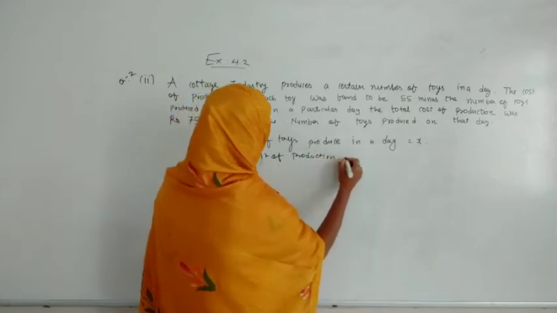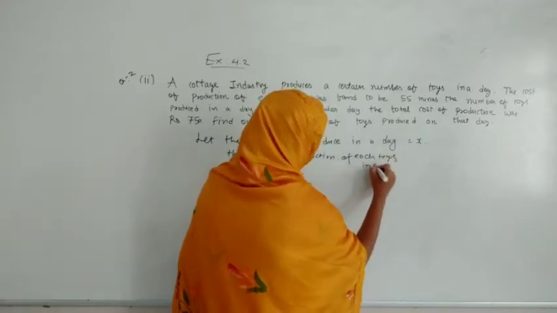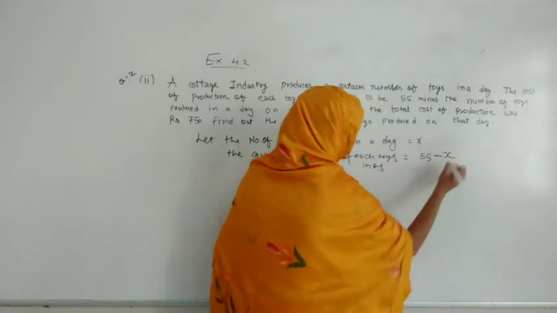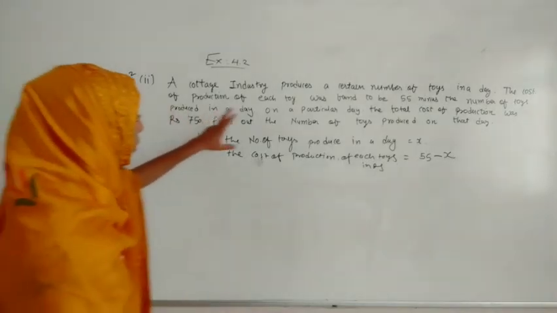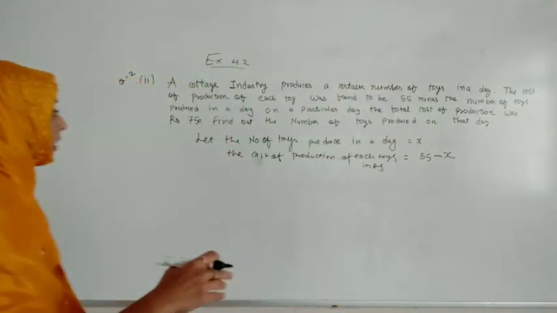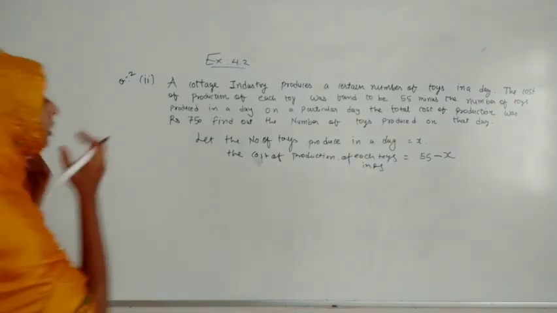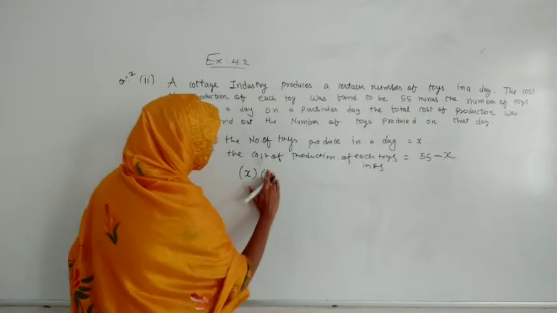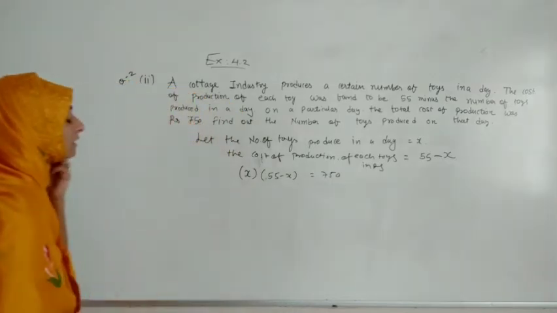So here we will write that the cost of production of each toy in rupees will be 55 minus the number of toys, which we have guessed as x, so we write it as 55 minus x. Then we read the question: on a particular day, the total cost of production, that is, the total expense of all this, was 750 rupees. So when we guess that the number of toys is x and the cost is 55 minus x, finally we get the total cost as 750 rupees.